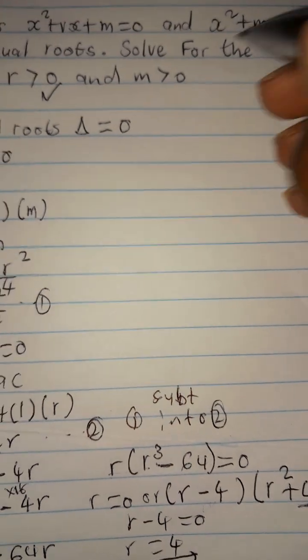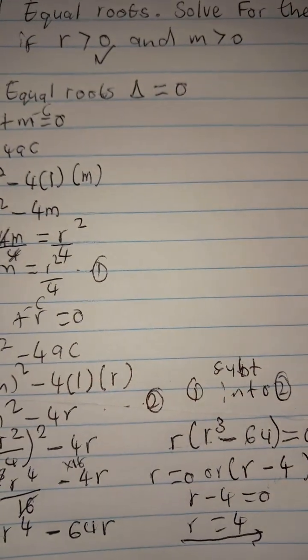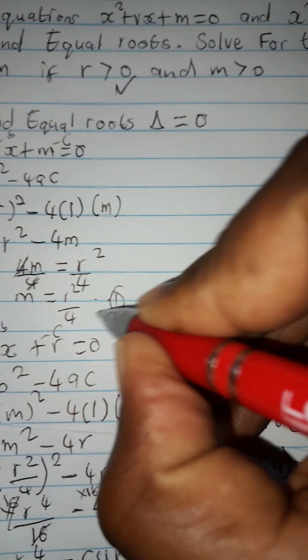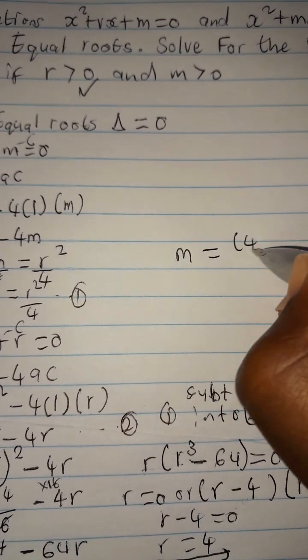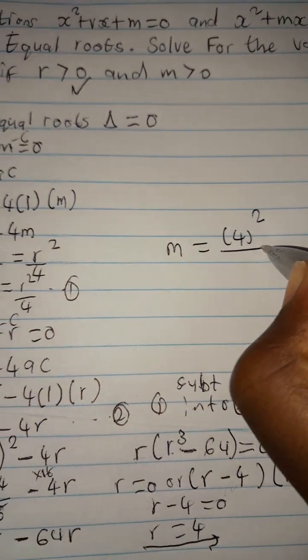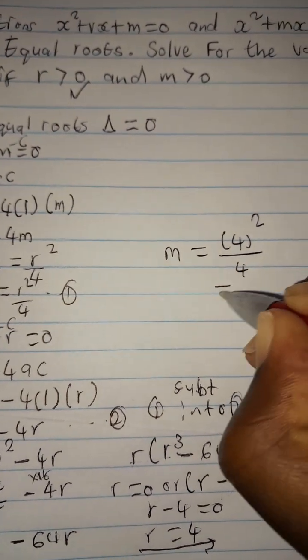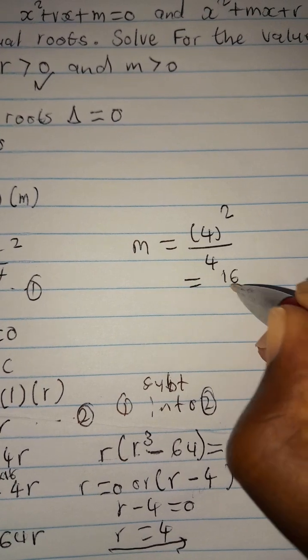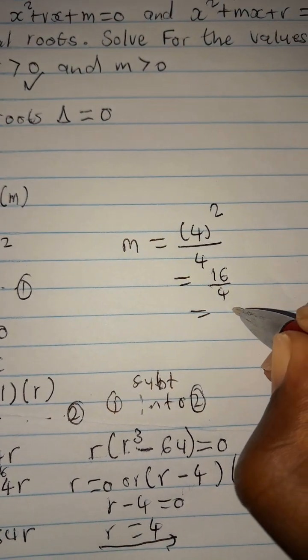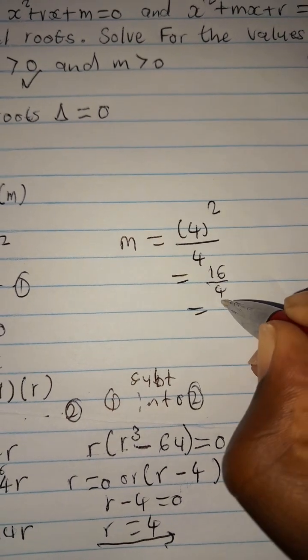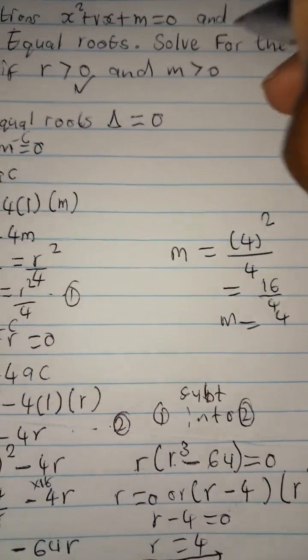Then lastly, we need to find m. Let's go to equation 1. M is equal to, where you see r, you put 4 there, then divided by 4. So what is 4 squared? That will be 16 divided by 4. How many times does 4 go into 16? It goes 4 times. So which satisfies this restriction.